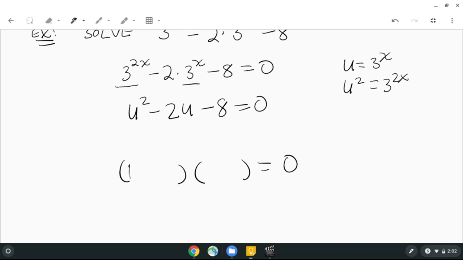u times u, positive, negative, and it looks like it's going to be 4 and 2. So negative 4 and positive 2. With this, we get u equals -2 and u equals 4.